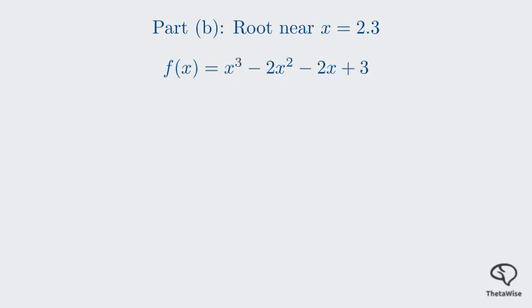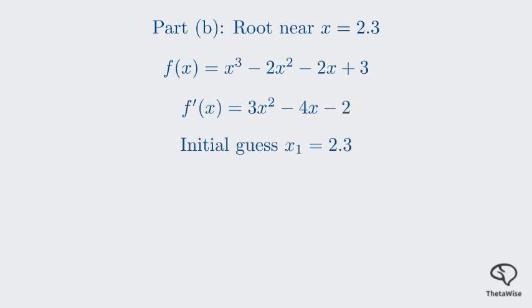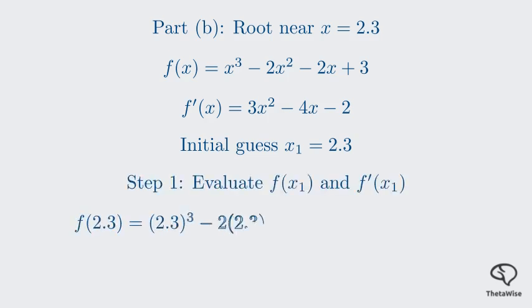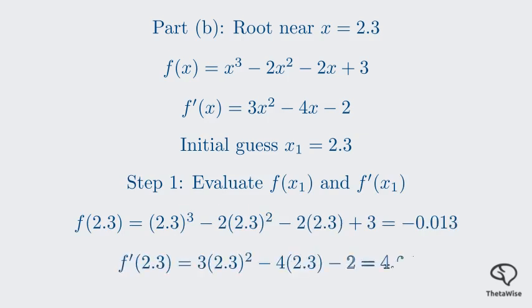Now let's tackle the second part of the question, finding a better approximation for the root near 2.3. We'll follow the exact same procedure, but this time with a different initial guess. Our functions are the same. Our new initial guess, x1, is 2.3. Step 1 is to evaluate the function and its derivative at this new guess. Substituting 2.3 into f of x gives us negative 0.013. Substituting it into f prime of x gives us 4.67.